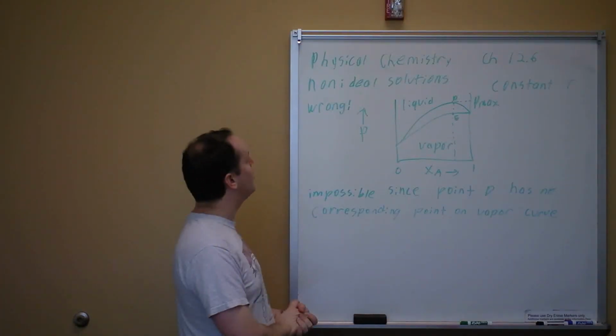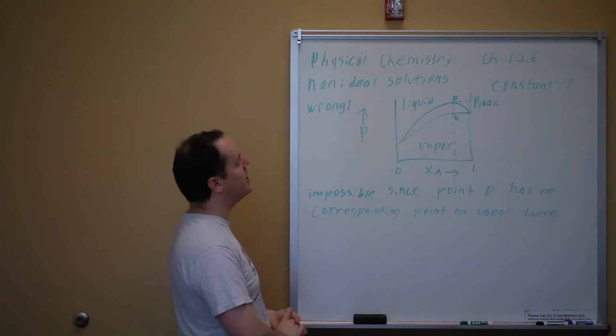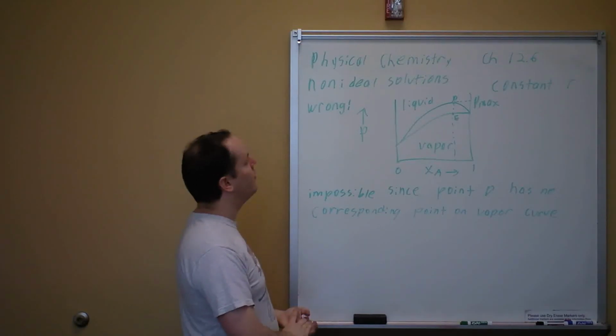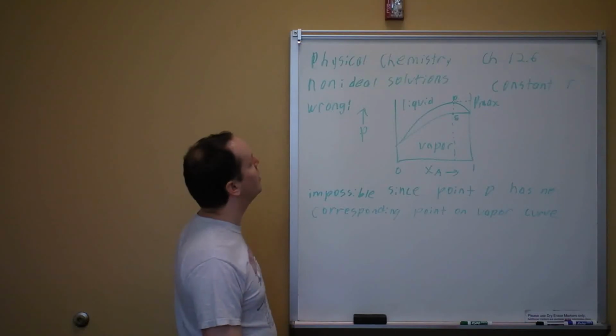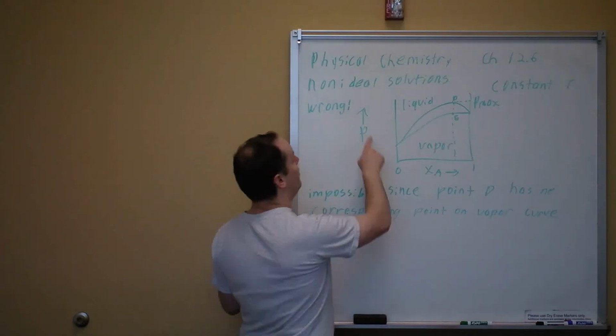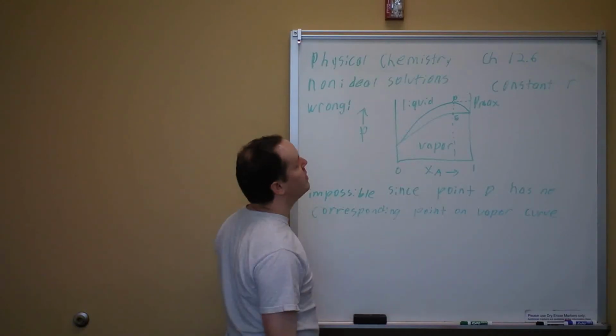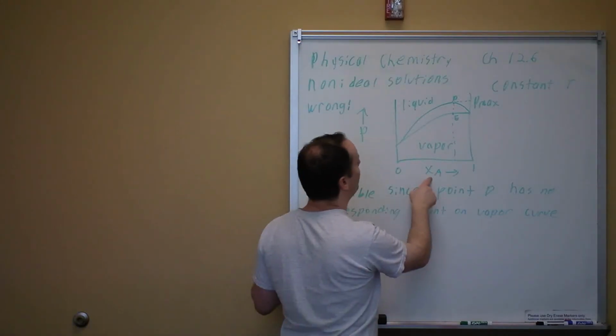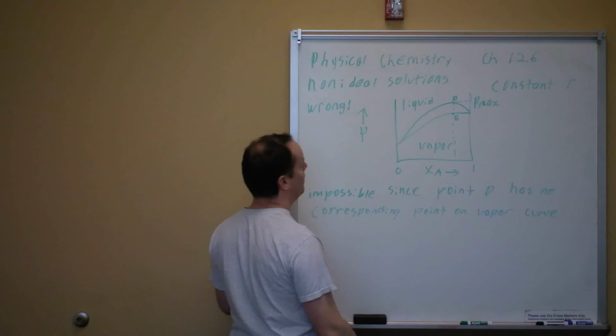Continuing physical chemistry, chapter 12, section 6. Now we're talking about non-ideal solutions. Before we talk about what non-ideal solutions really do, we're going to use an example of what a non-ideal solution cannot do. This is an example of a phase diagram that has to be wrong. It's pressure versus mole fraction of A, holding temperature constant.